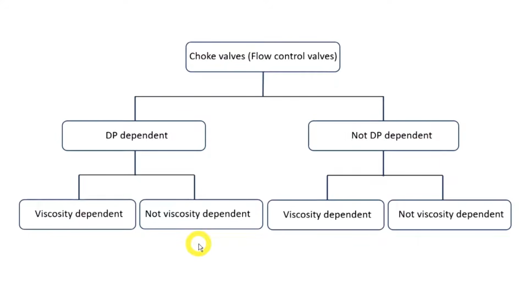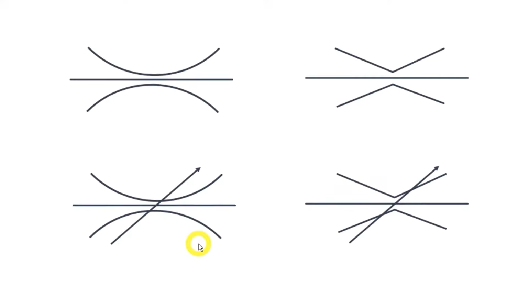These are the symbols for choke valves that are dependent upon differential pressure. This is the simplest version. This valve is DP and viscosity dependent, and it is not adjustable. This could very well be a simple blend created in order to reduce flow and speed.